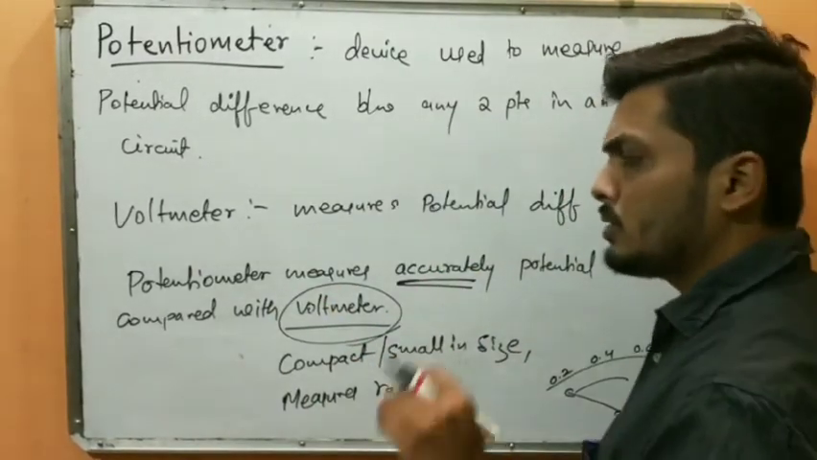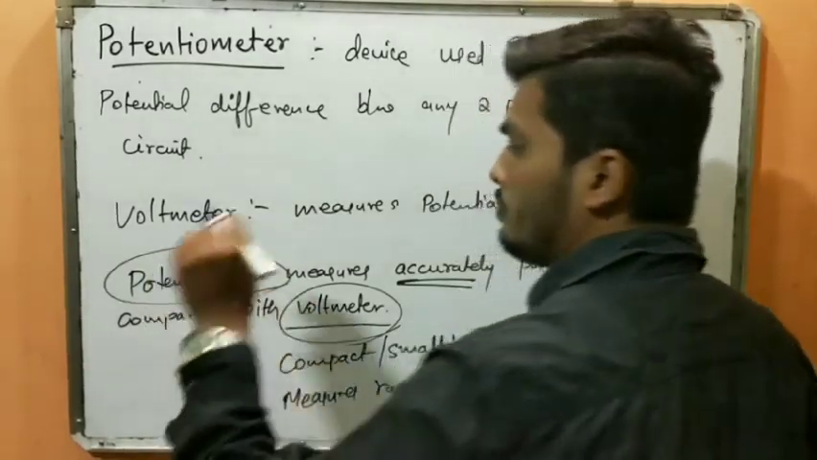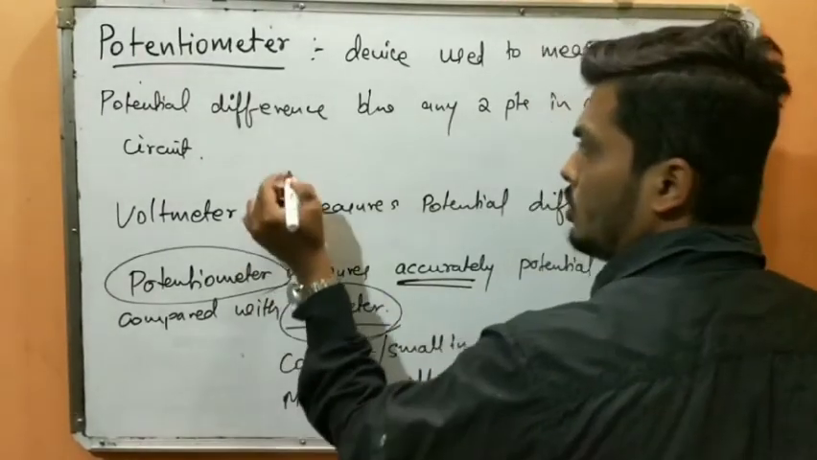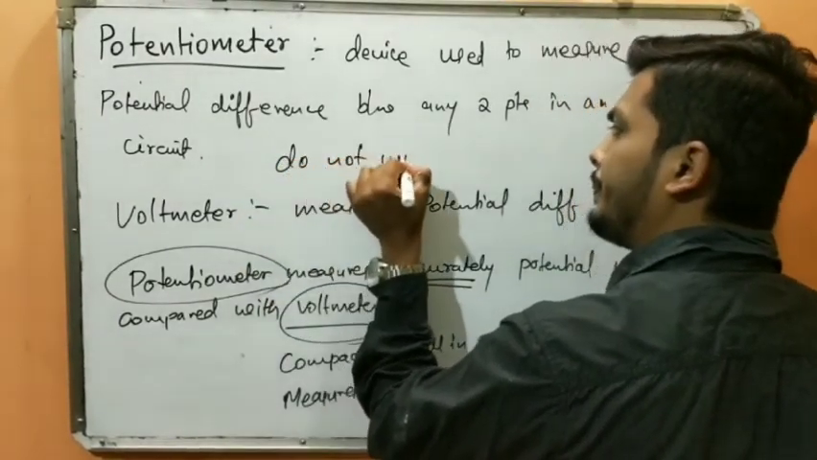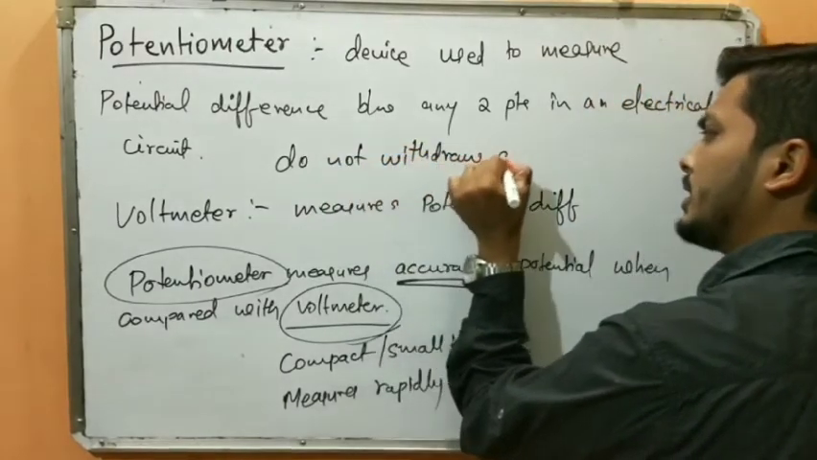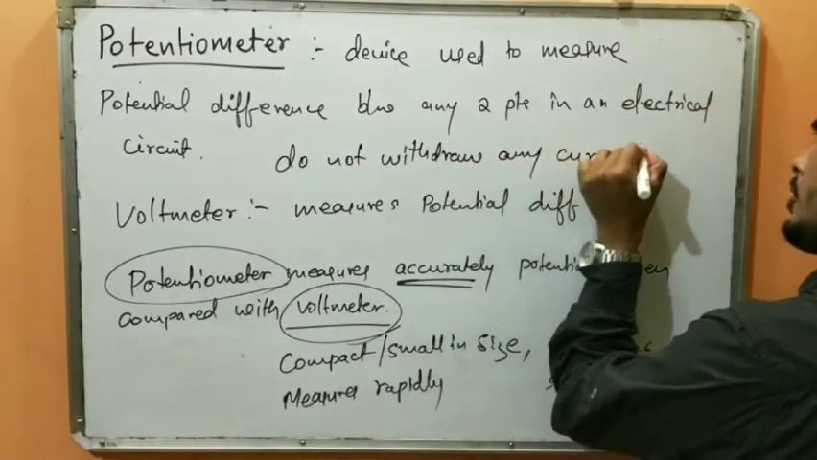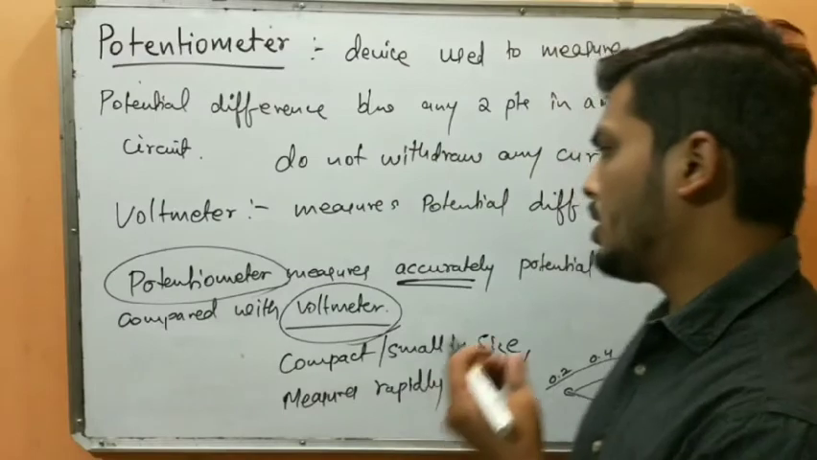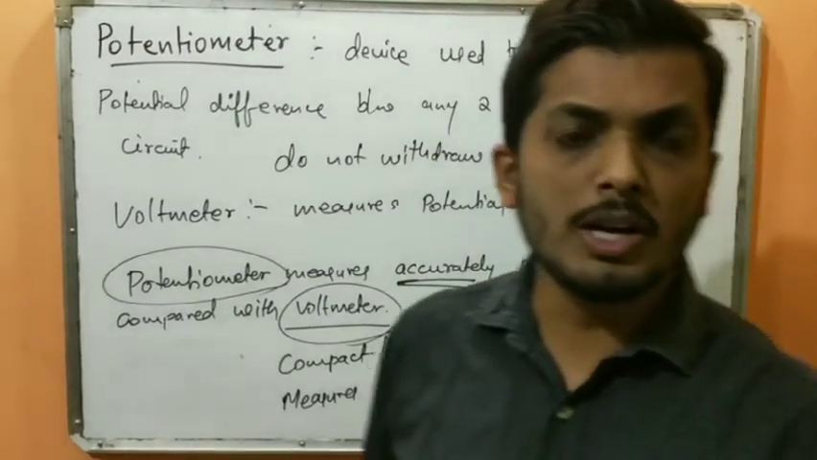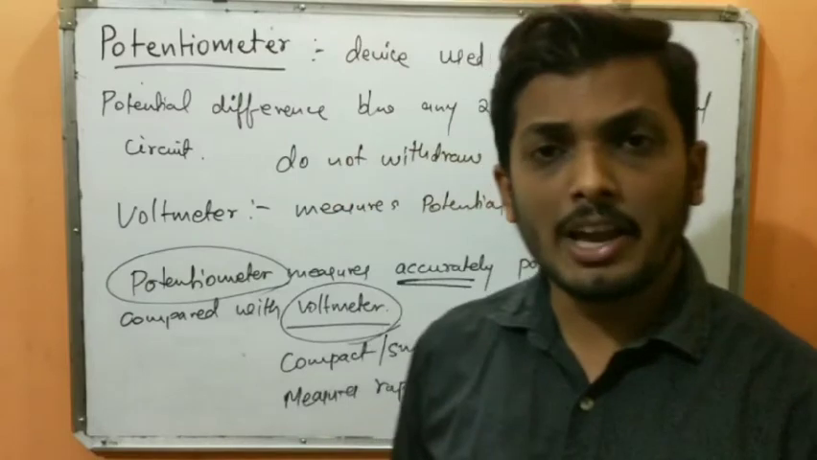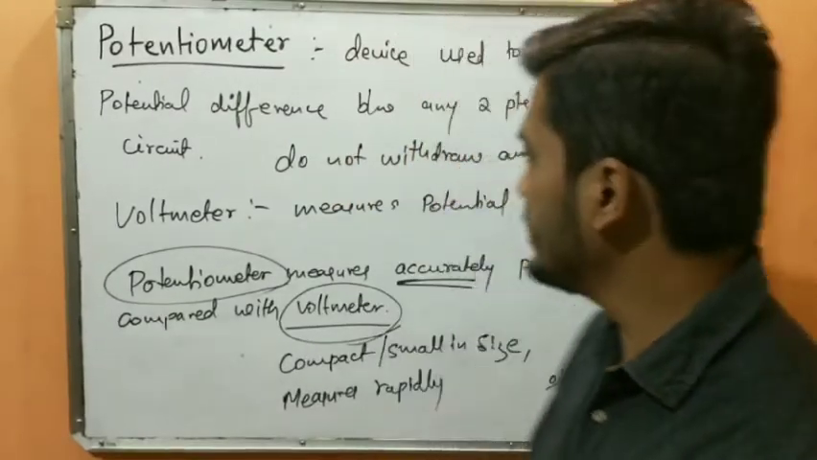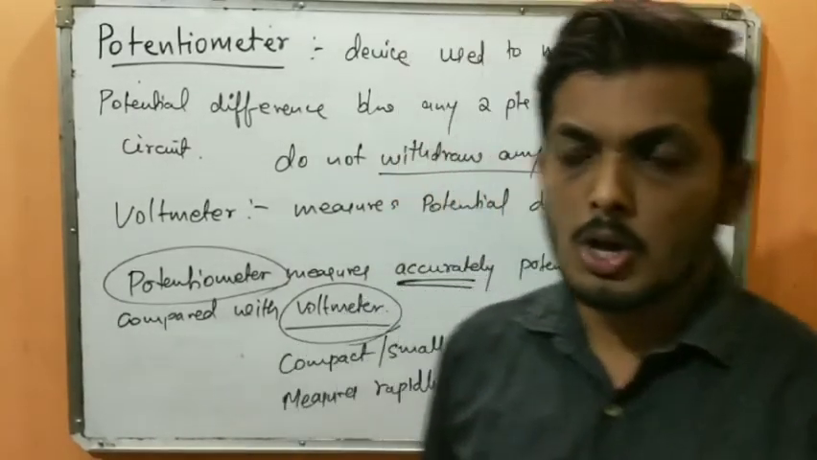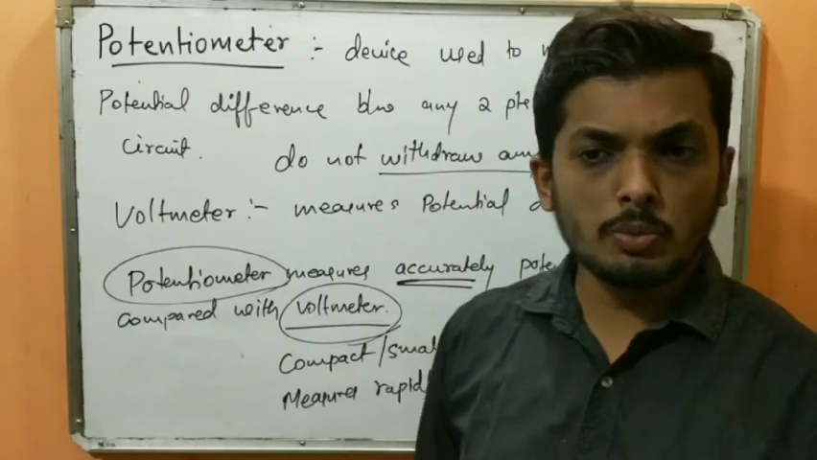But remember, the potentiometer gives you results more accurately. The only reason is it does not withdraw any current from the circuit. They may ask you to give a reason why we prefer the potentiometer over the voltmeter. The advantage of the potentiometer is, first of all, it gives an accurate result, and the reason is it does not withdraw any current from the circuit when compared with the voltmeter.